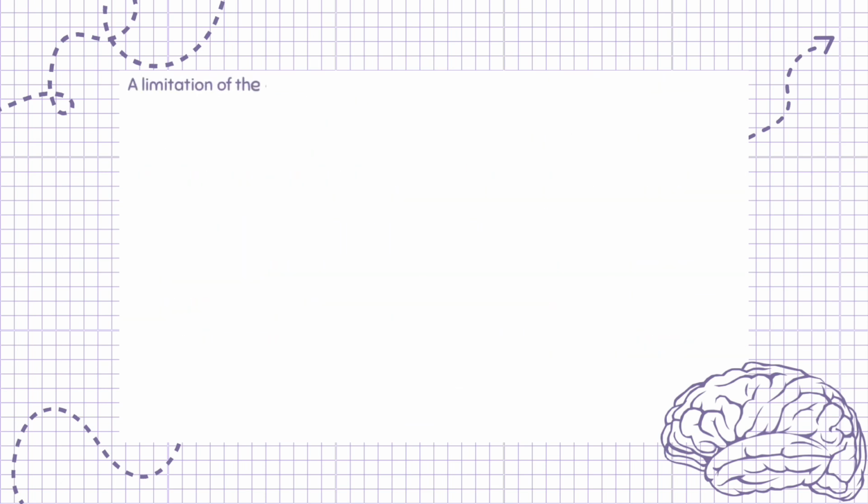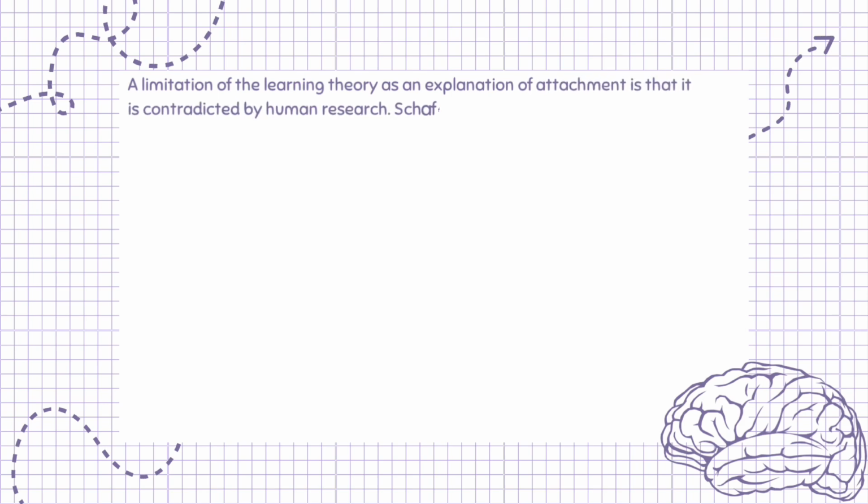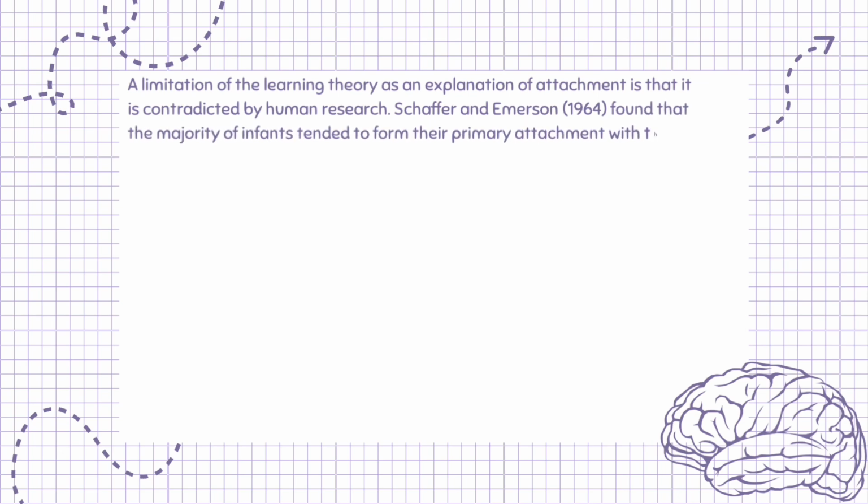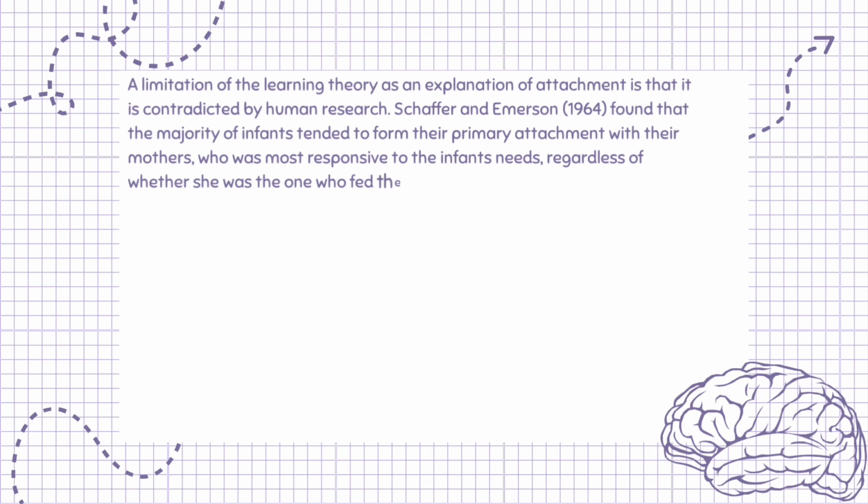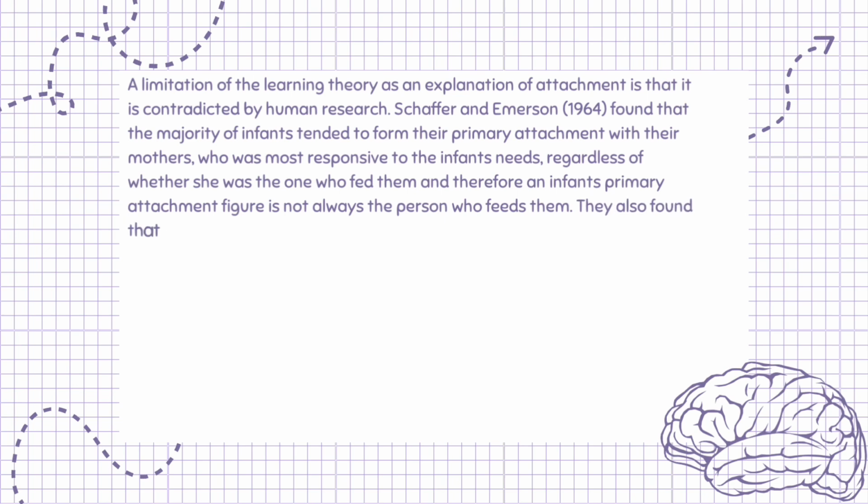A limitation of the learning theory as an explanation of attachment is that it is contradicted by human research. Schaffer and Emerson, 1964, found that the majority of infants tended to form their primary attachment with their mothers, who was most responsive to the infant's needs, regardless of whether she was the one who fed them, and therefore an infant's primary attachment figure is not always the person who feeds them. They also found that 39% of the infants were not attached to the person primarily involved in their physical care.